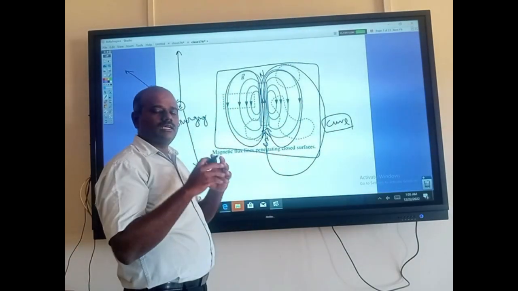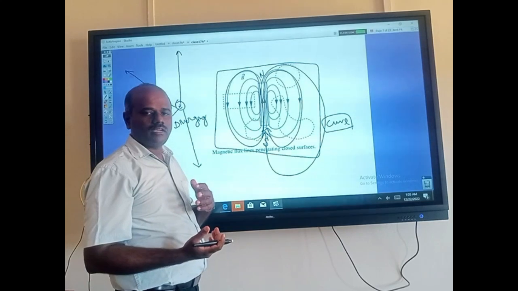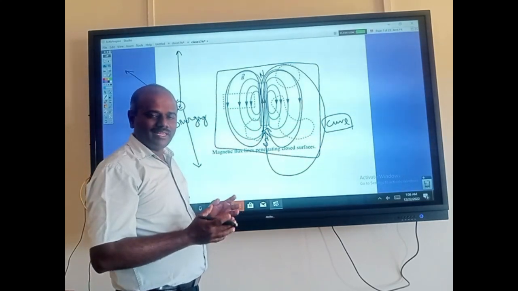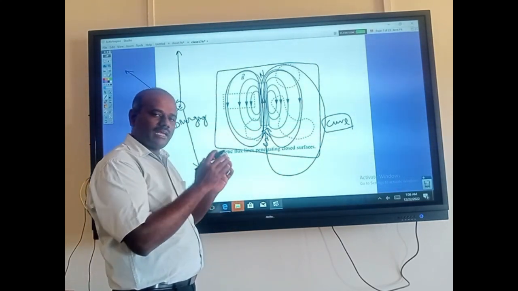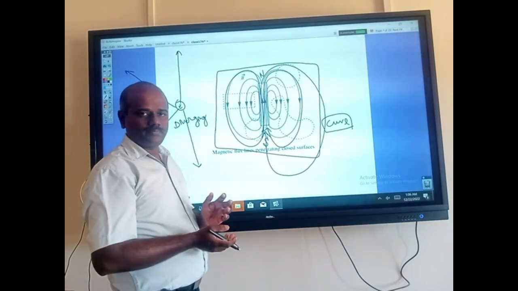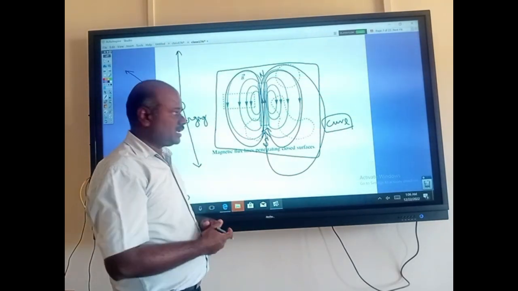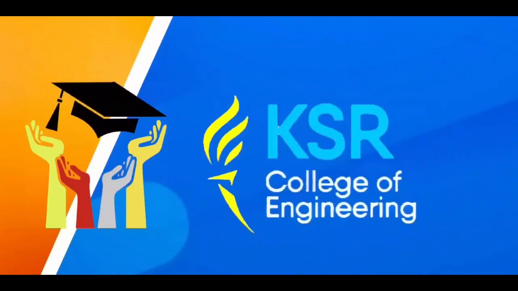So Gauss law for the electric field and Gauss law for the magnetic field simply explain the nature of electric field lines and magnetic flux lines, and how these two kinds of lines behave.